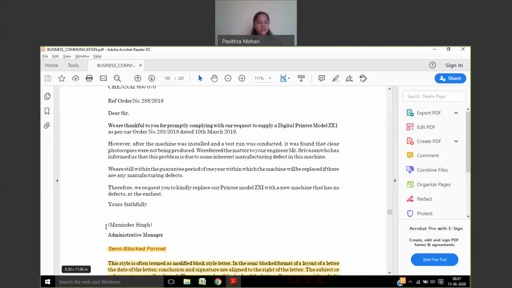Followed by that, we are going to give two or three spaces for them to sign if it is a physical letter. If it is not a physical letter, most of the times they will have digital signatures as well that can be affixed. Then after that, we have the particular person's name and their designation. This is one of the sample formats they have given for a blocked letter format.